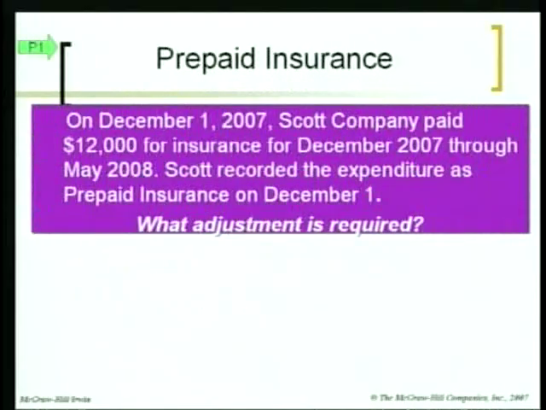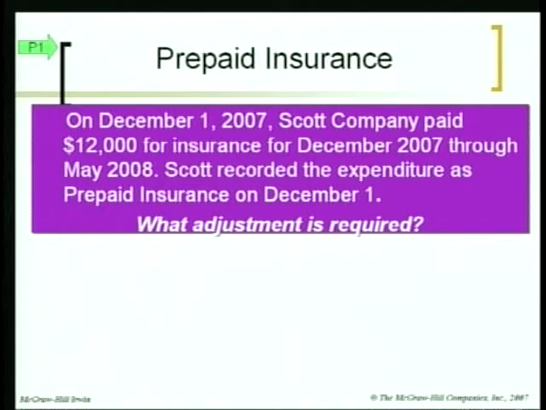All right, first type is very, very similar to what we did. Here is just another example, and it's very similar because it's prepaid insurance and it's for 6 months. But on December 1 of 2007, Scott Company paid $12,000 for insurance for December of 2007 through May of 2008.